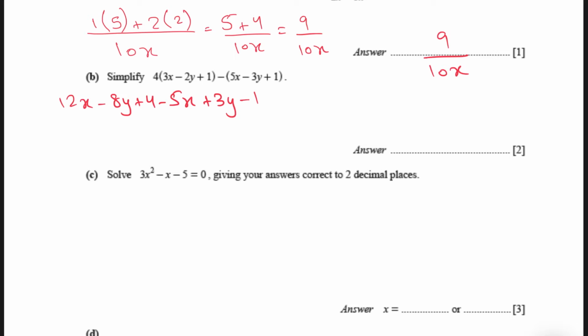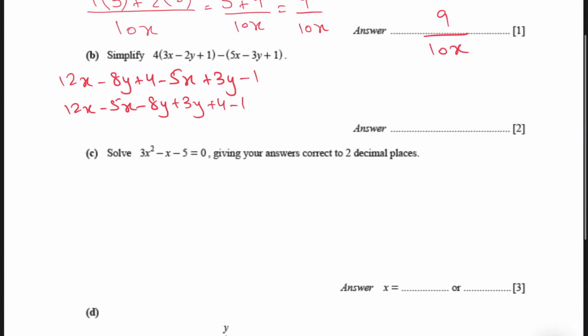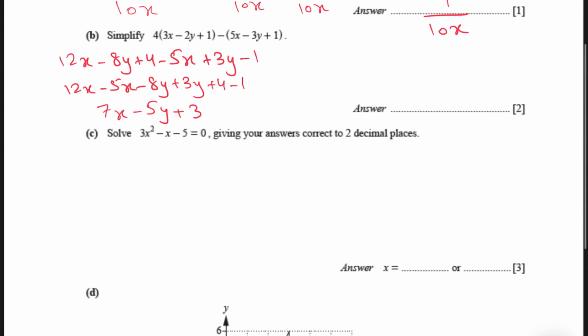Okay, so you bring all the x's and the y's together. So you do 12x minus 5x minus 8y plus 3y plus 4 minus 1. Okay, 12x minus 5x gives you 7x, minus 8y plus 3y gives you negative 5y, and then positive 4 minus 1 gives you positive 3. So your answer is 7x minus 5y plus 3.